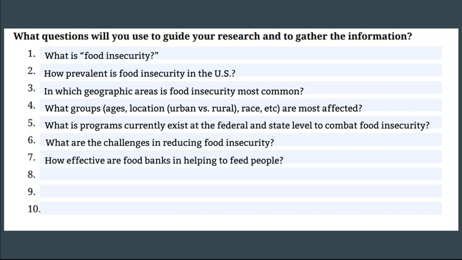Next up, how effective are food banks in helping to feed people? I know that there's food banks all over the country, but I want to know, are they effectively reaching the people who are hungry? Another question I have has to do with fresh produce. So I want to know, and I don't know the answer to this, do people have access to fresh produce at food banks, or is it just non-perishable items?